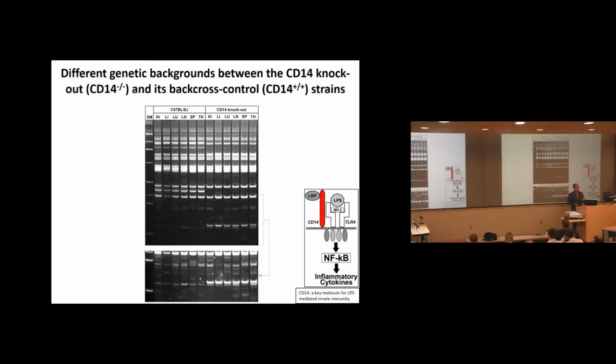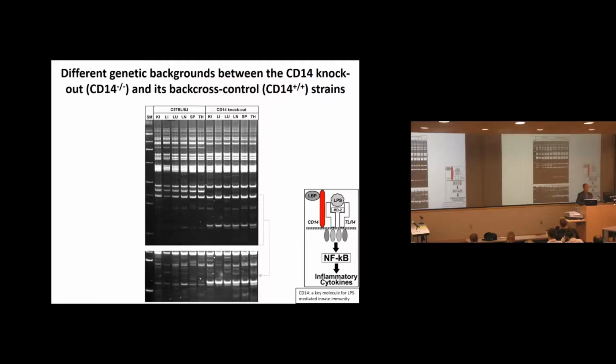So this is the same signaling pathway illustration. LPS has TLR4 as a main receptor, and CD14 is another important receptor or co-receptor for LPS. So that's the reason why we introduced CD14 knockout for our studies.